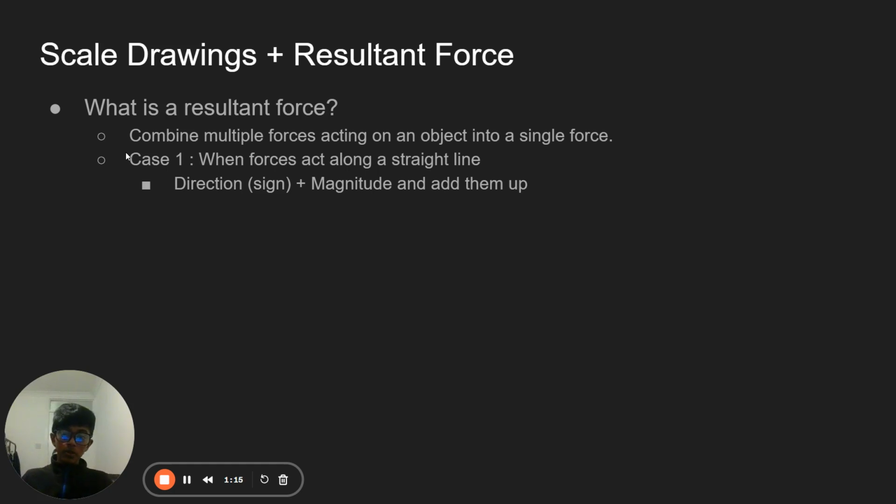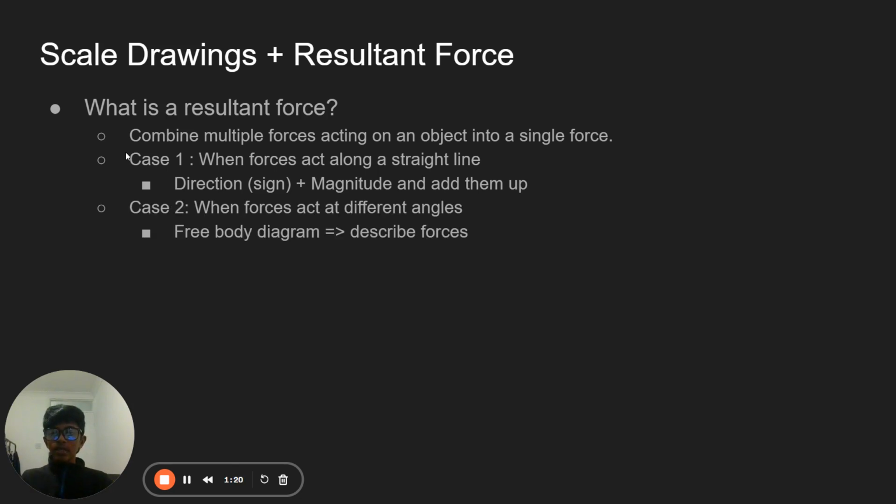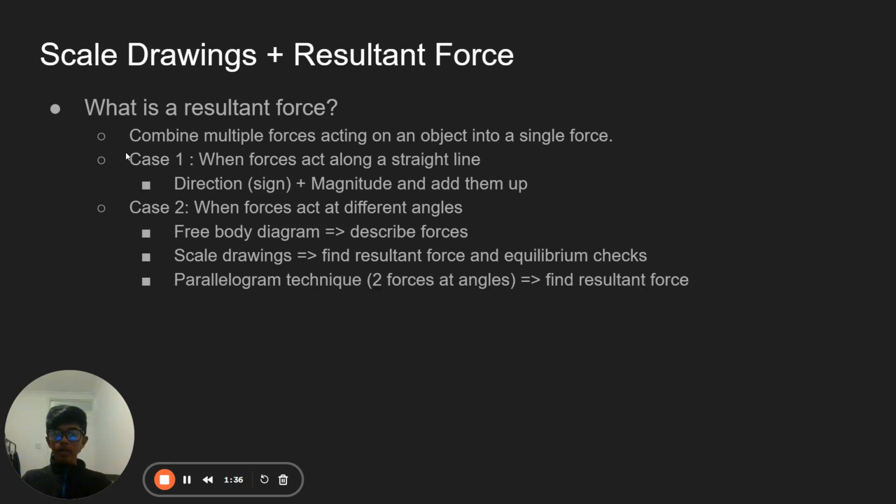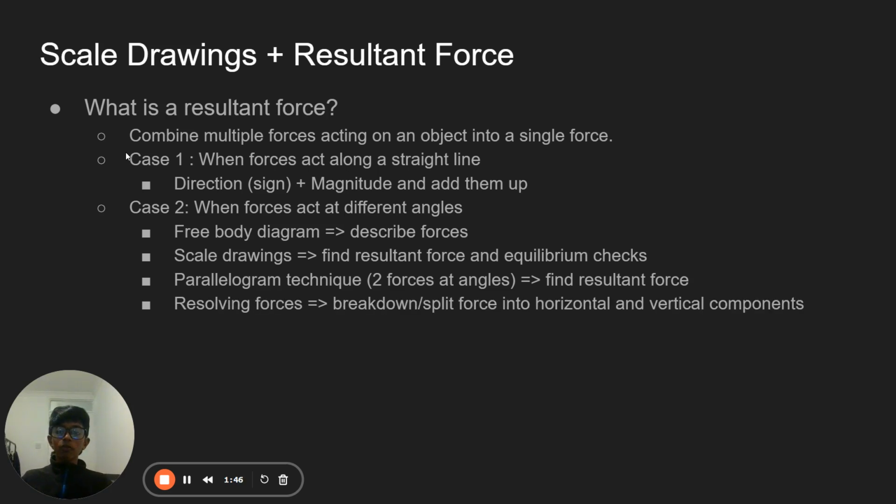Let's take case 2, when the forces are acting at angles. The first step is that we can draw a free body diagram to represent the forces. Then we draw the scale drawing from which we can find the resultant force, and you can also check if the object is in equilibrium. We can also use a technique called the parallelogram technique where two forces act at angles. We can also resolve forces, that is, break down a single force into horizontal and vertical components.